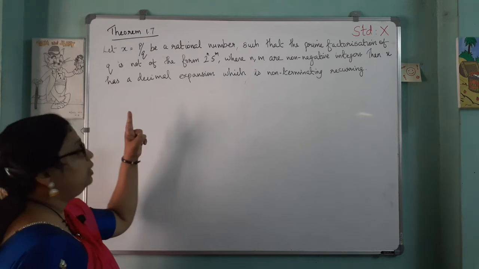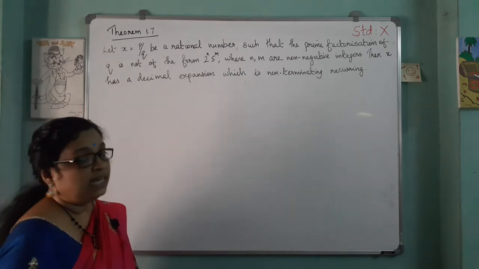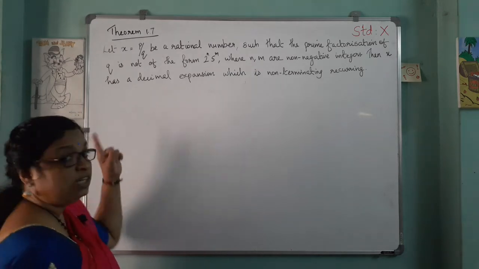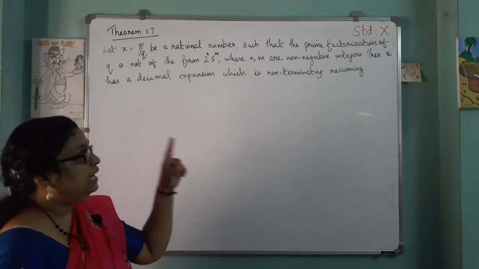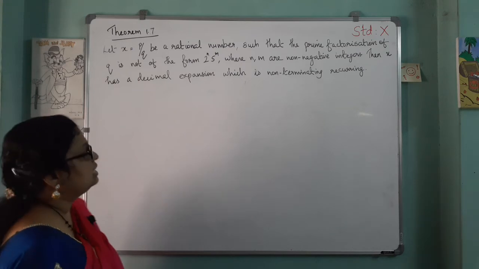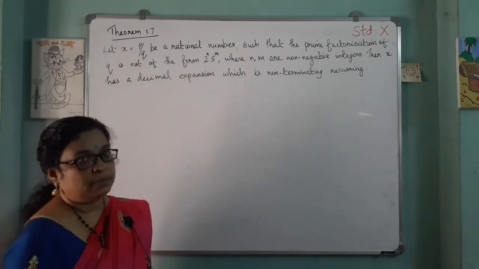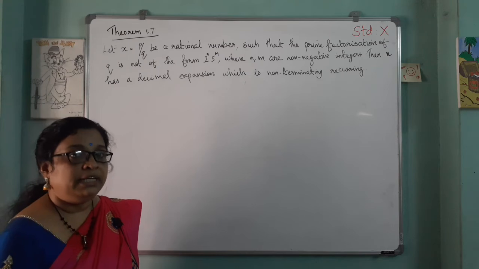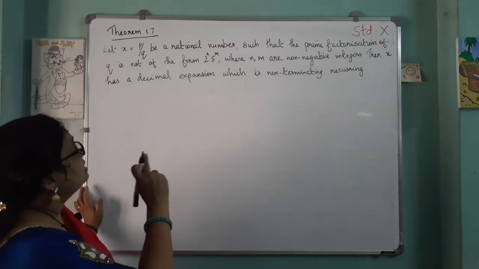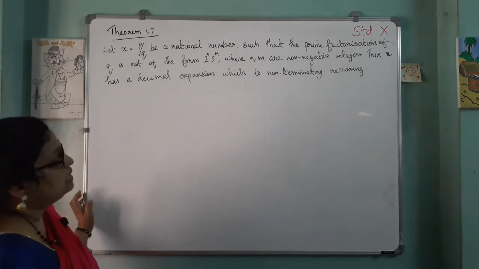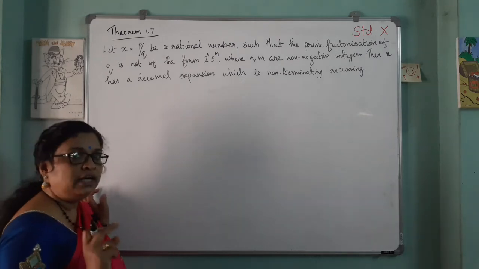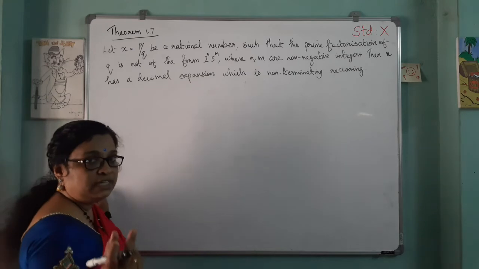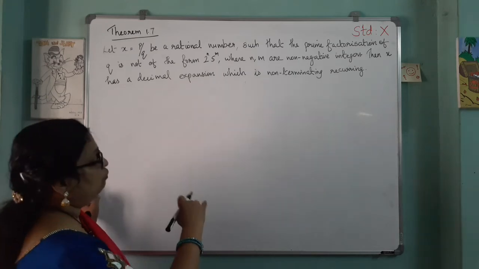Let x equal to p by q be a rational number such that the prime factorization of q is not of the form 2 raised to n, 5 raised to m, where n and m are non-negative integers. Then x has a decimal expansion which is non-terminating recurring. So let x equal to p by q be a rational number such that the prime factorization of q is not of the form 2 raised to n, 5 raised to m. Then, as in the previous theorem, we find out.